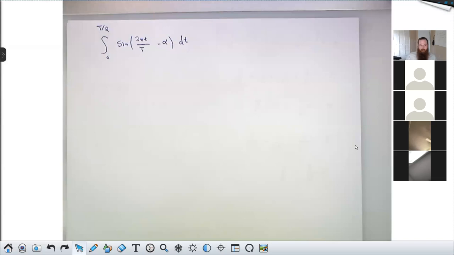This one looks a little scary, doesn't it? Remember capital T is a constant. So capital T and alpha are both constants. The variable is little t because we're integrating d little t. So our new variable needs to be some combination, mishmash of things involving little t.